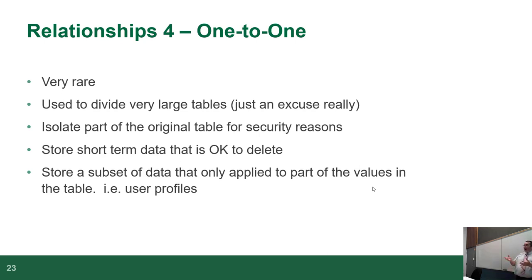Or you can store short-term data that's okay to delete. So this would be session information. Oh, they logged in, and right now they're searching for this product and you want to keep track of what their last search was. That would be a one-to-one relationship where stuff changes occasionally. And you may have that on faster storage, but it's still a one-to-one relationship. It's just having to be stored somewhere else. Or, again, user profiles, you just store part of the information and separate it. Honestly, there's no reason to do that, but some people justify it because they just want to justify using a one-to-one relationship at least once in their life.